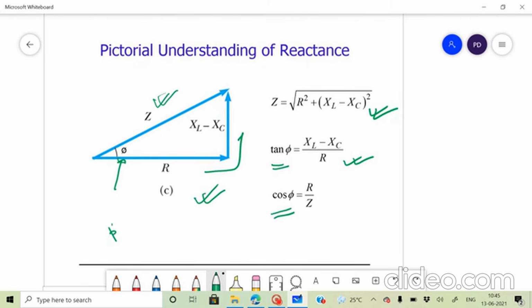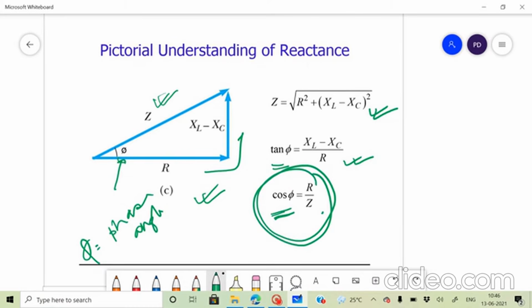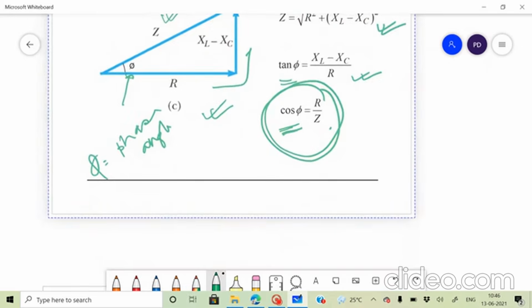Phi is the phase angle. Okay, so you can also have an expression cos phi, which is equal to R over Z. This expression is going to be very, very important when it comes to explaining the power of the LCR circuit. You remember this expression, cos phi is equal to R by Z, and we'll come back to that point in a minute's time.